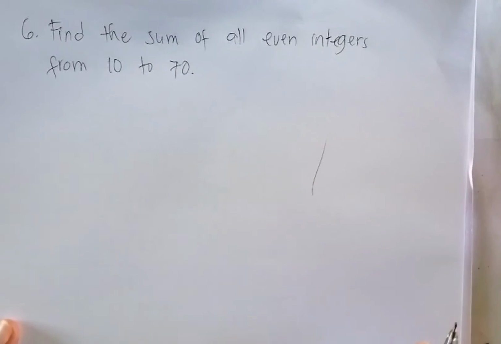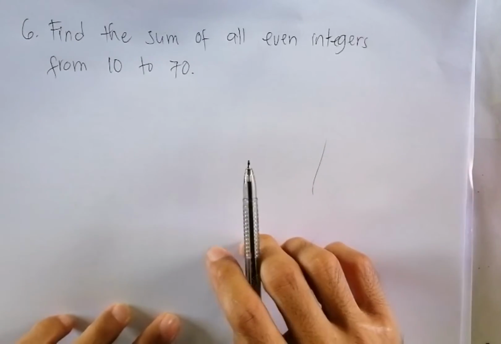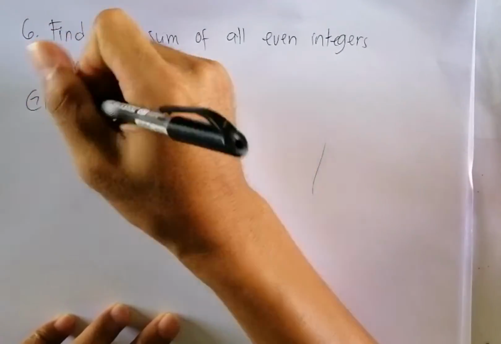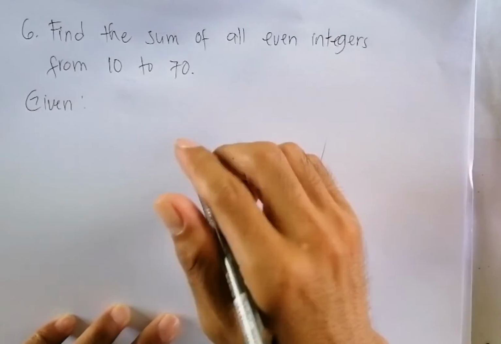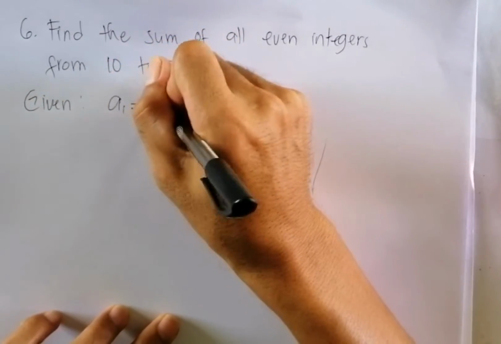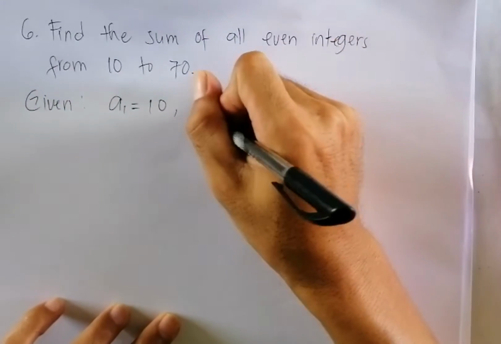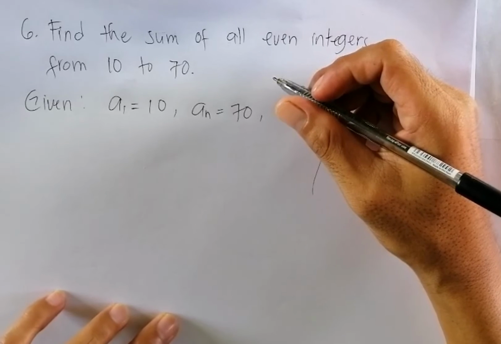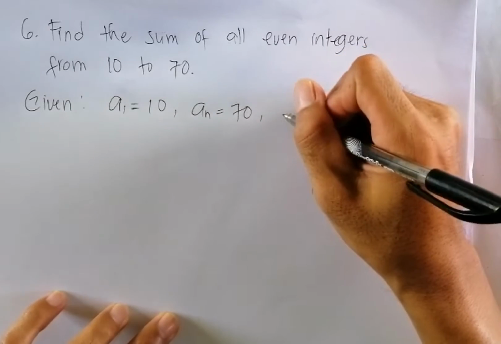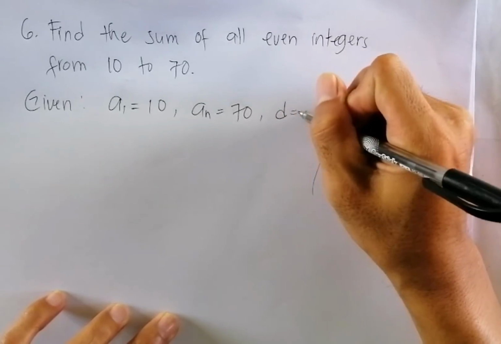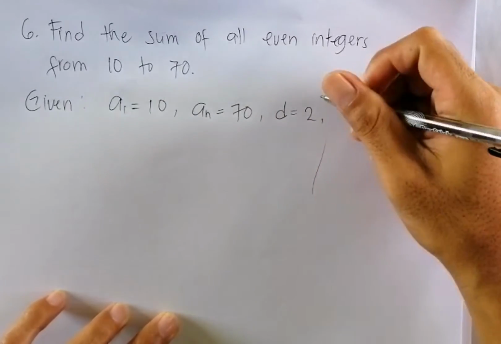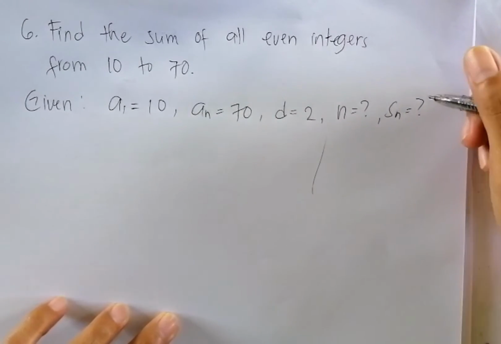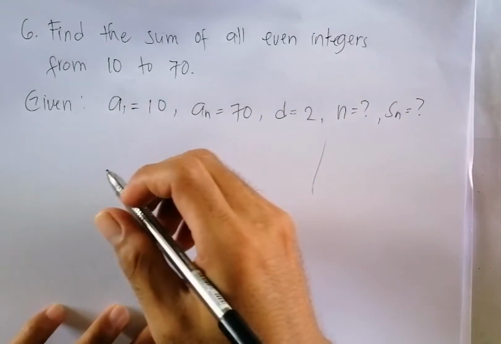Number 6, find the sum of all even integers from 10 to 70. Okay, given, so a sub 1 is 10, then the last term, or the a sub n, is 70. So since the given problem is even integers, the common difference is 2, because after the 10 is 12. So we're going to find the value for n and the value for a sub n.